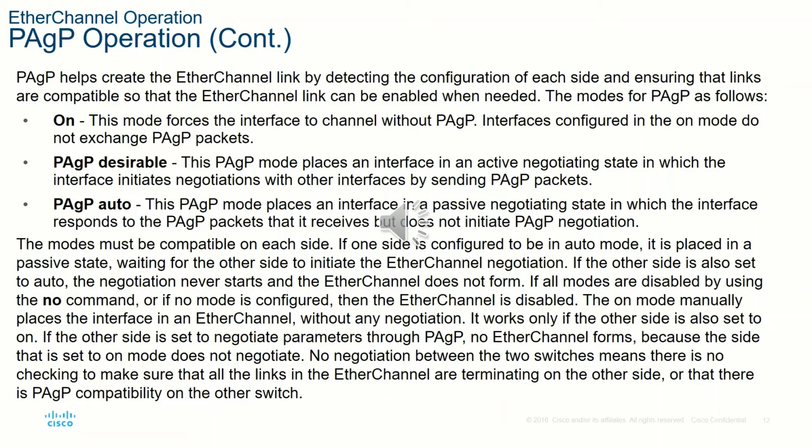For example, if you configure on at one end and PAgP auto at the other end, what happens? Whether the EtherChannel will be created or not, that is the question. So when we configure on mode at one end and the desirable mode at the other end, the EtherChannel will not be created.